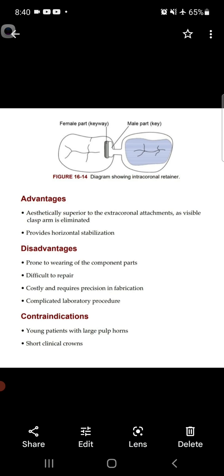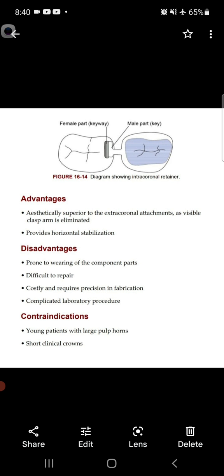Now come to the advantages of intracoronal retainers. They are aesthetically superior to the extracoronal attachment as the visible clasp arm is eliminated. The first advantage of the intracoronal retainer is that it is aesthetically superior because it is inside the tooth and less visible. The extracoronal retainers are visible because they have clasps. Second advantage, it provides horizontal stabilization.